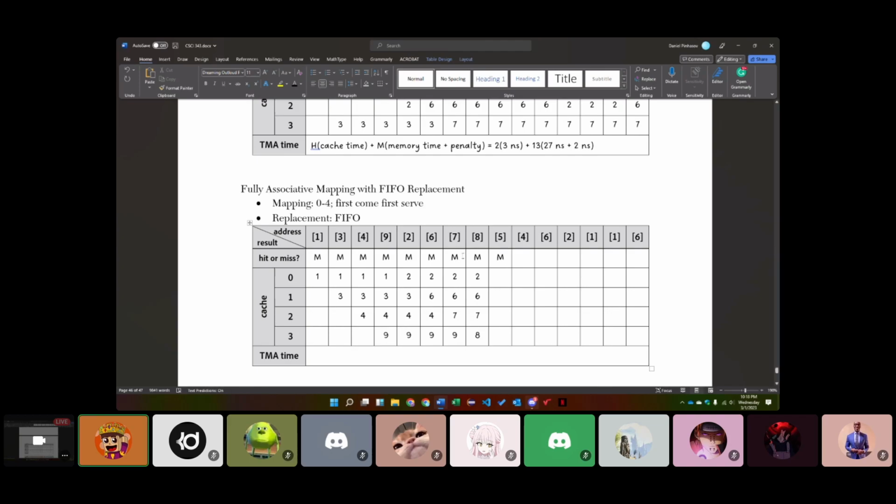5 is also a miss. Now the one that came in first, based on these 4, is 2. Because 6, 7, 8 all came after it, right here. So 2 gets replaced. 4 is a miss. 6 gets replaced because it came in first.